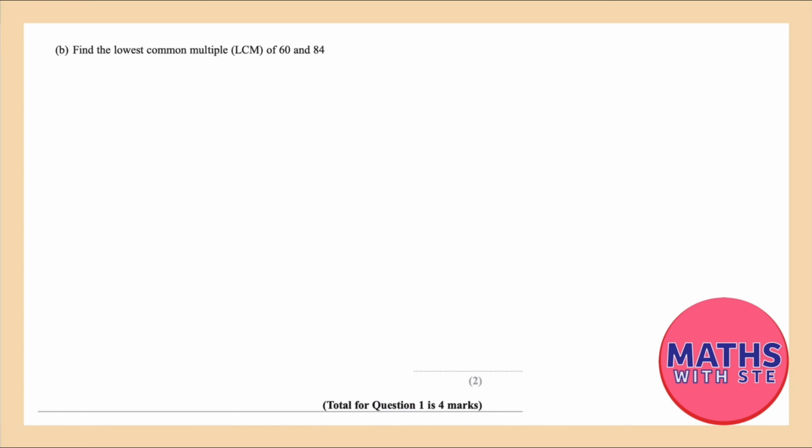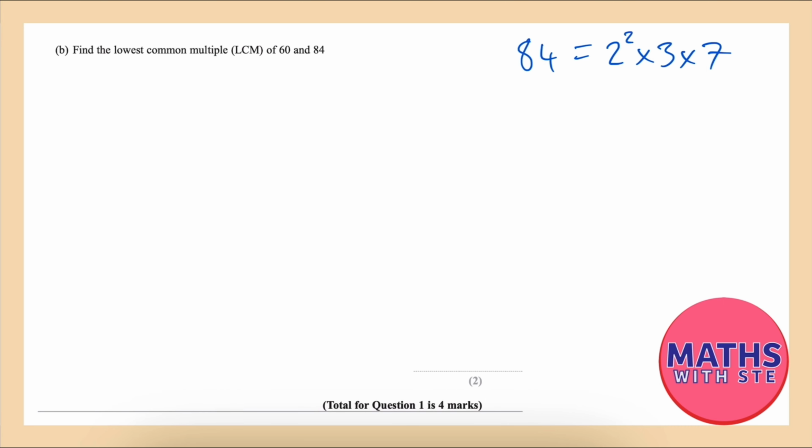Find the lowest common multiple of 60 and 84. Now, to do this, we need to do a factor tree for 60 as well. So I'm just going to write down my answer for 84 up here. Obviously, on paper, you just have that written down anyway. So the answer for 84 was 2 to the power of 2 times 3 times 7. I'm just going to write 84 there, just so that I can remember it.